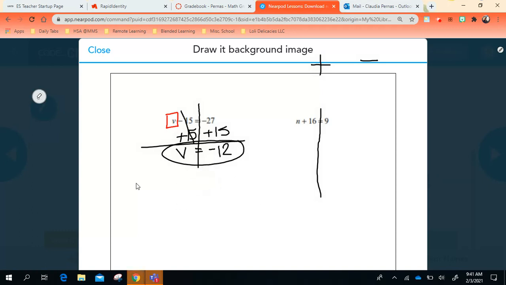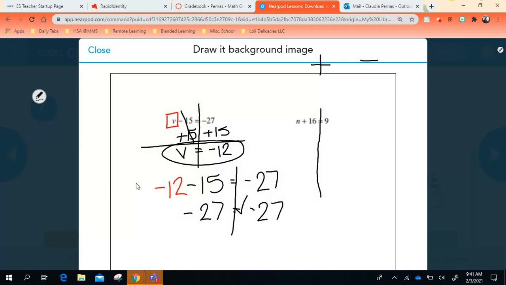For those of you that were getting answers like 47, if I were to check my answer and I plug it in, so I have negative 12 minus 15 equals negative 27. If I work this out, what is negative 12 minus 15? What does that give me? Plug it in. It gives me negative 27. Is that equal to negative 27? Yes. So that means negative 12 was correct.